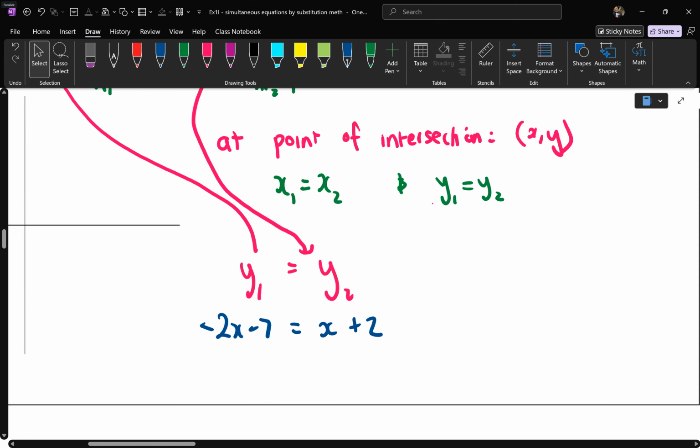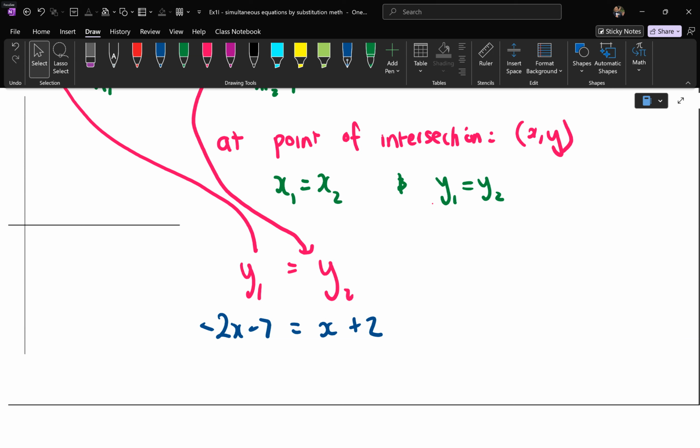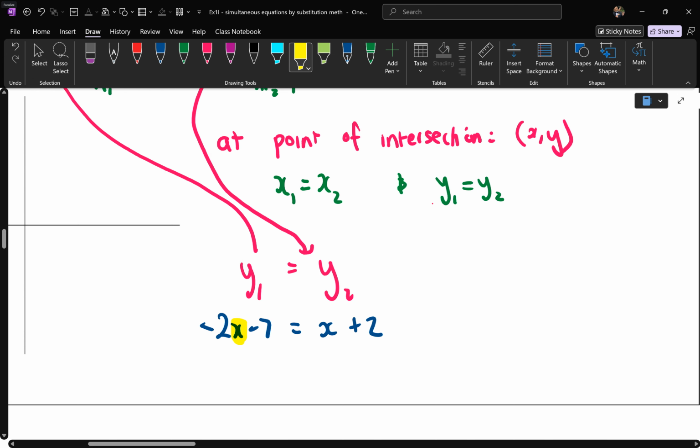I said that at the point of intersection, they both have the same y and x coordinates. I don't know the coordinates, but I do know that y1 is equal to this, and y2 equals that, and since they're meant to equal each other at the point of intersection, that means these two x's are also the same. So you can collect them. They're the same terms, so you can collect the terms.